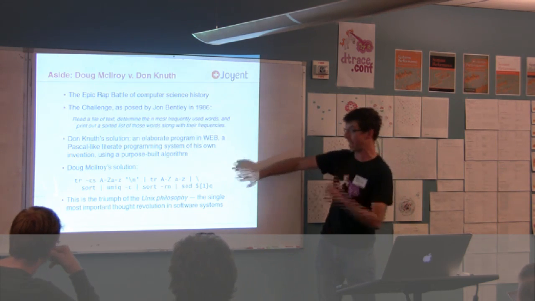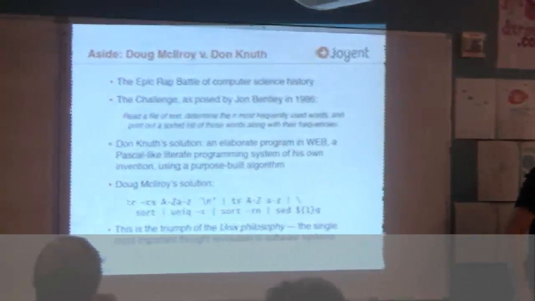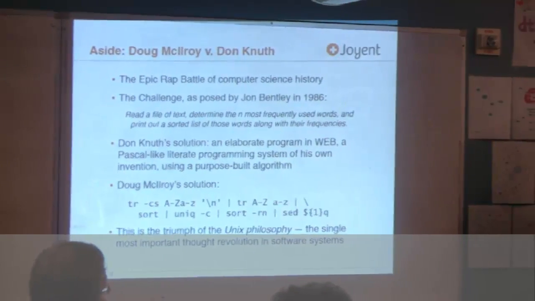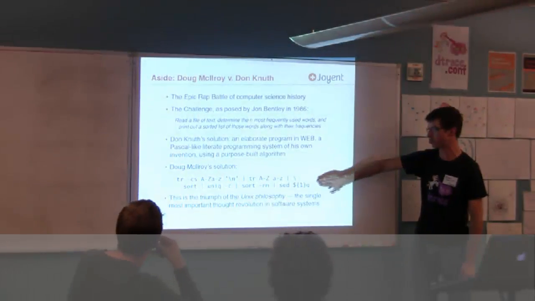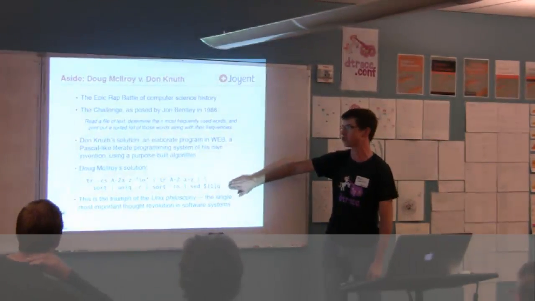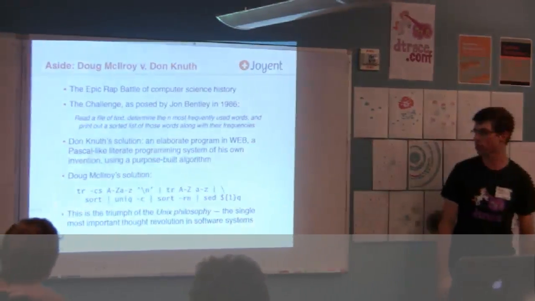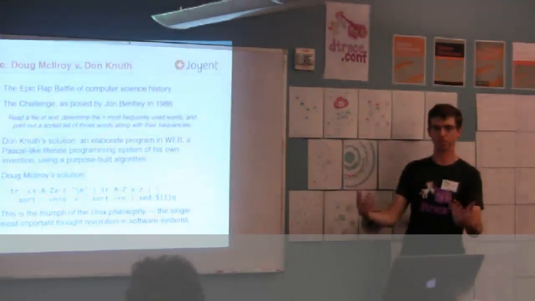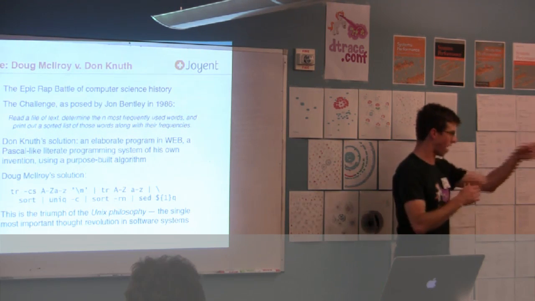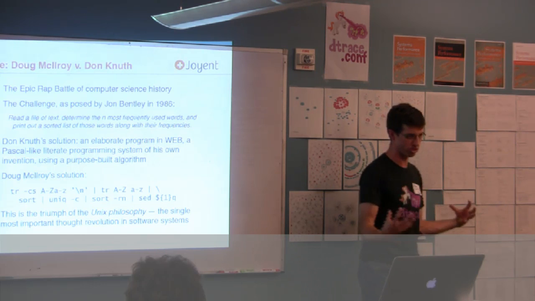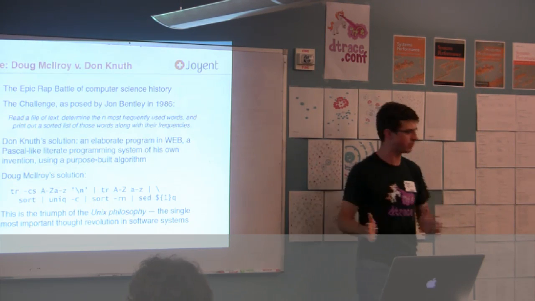And this is, again, circa 1986. McIlroy's solution was faster. And that was the beauty: not only was it so much simpler, so much more maintainable, so much easier to understand, it was actually faster. And this is a triumph of the Unix philosophy, which I think is the single most important thought revolution in software systems. Part of the reason we don't have the problem we have in biological systems of just rampant complexity is because we invent these lines of abstraction.